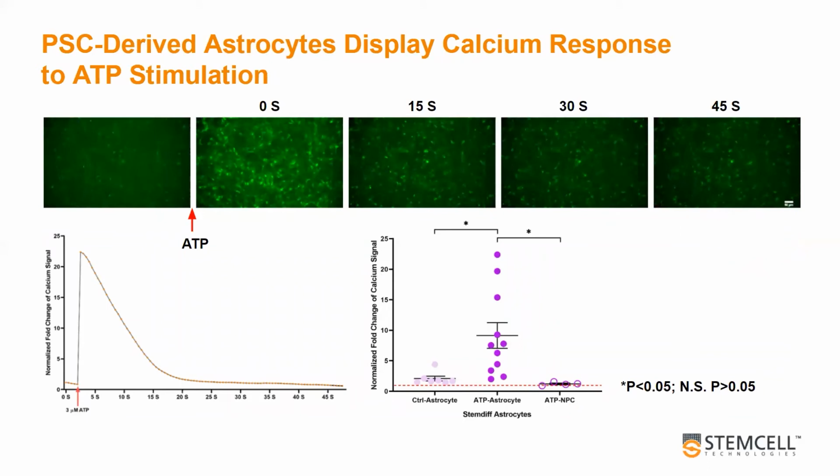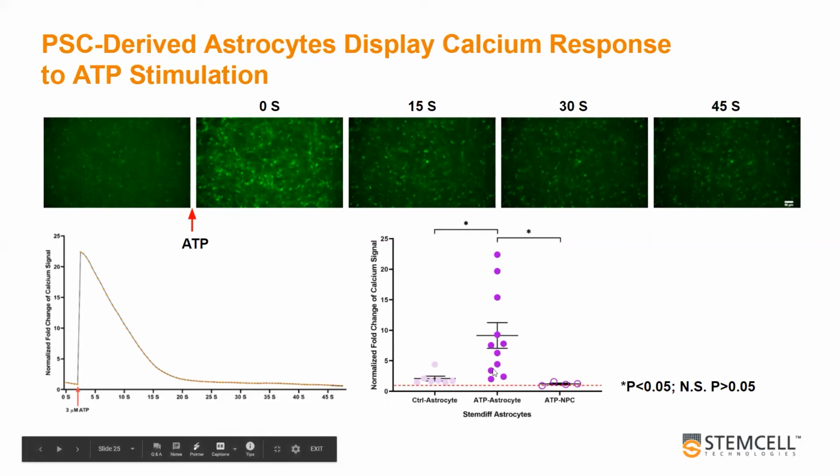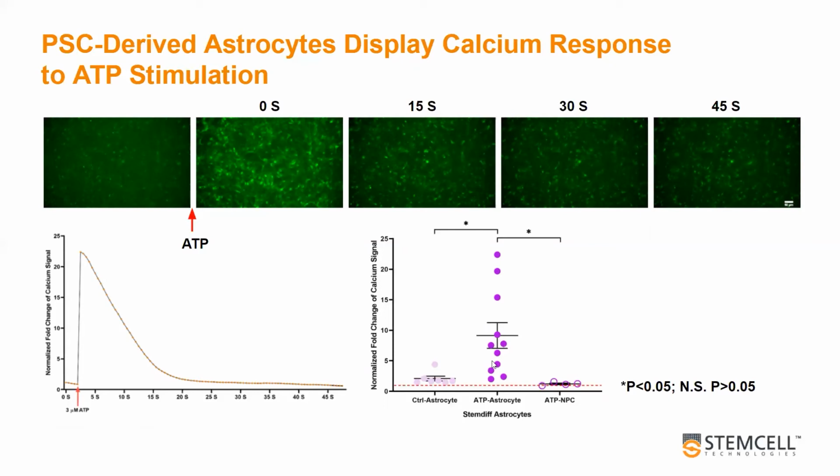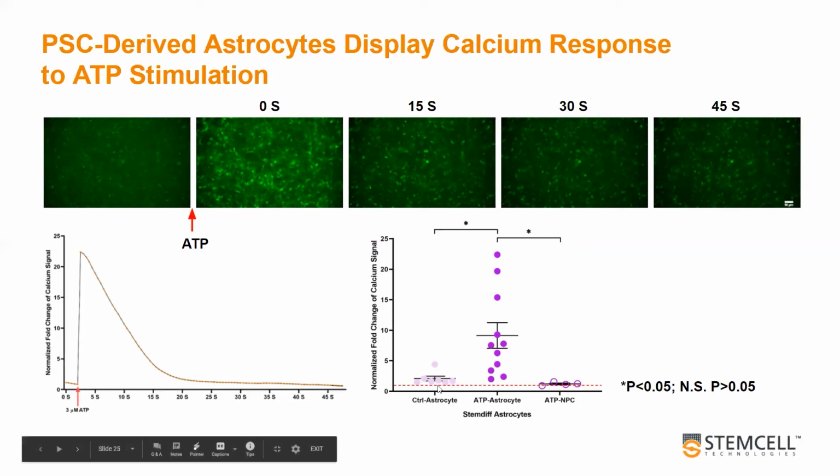We also carried out a calcium imaging assay with ATP treatment of astrocytes. This is a well-established assay to show astrocyte function. Here are representative images of the calcium imaging assay. After we added ATP into the well, these astrocytes showed a robust increase of calcium signal. Statistical data also showed that PSC-derived astrocytes had a significantly higher increase of calcium signal compared to control groups.